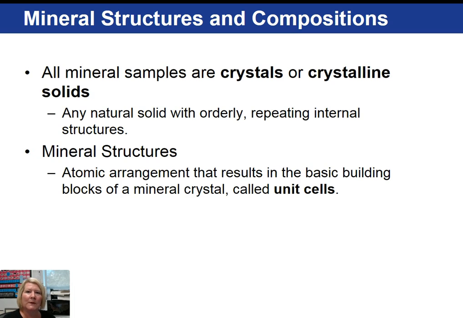Remember, one of the properties that a mineral must possess is to be a crystalline solid. That is a solid with orderly, regular, repeating atoms at the atomic level. And so the atomic arrangement that results in the basic building blocks of a crystal, we're going to call the unit cells.